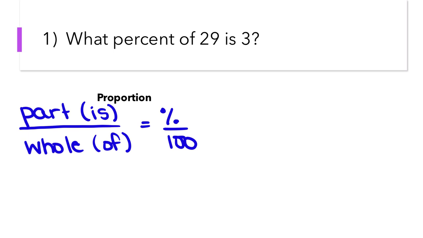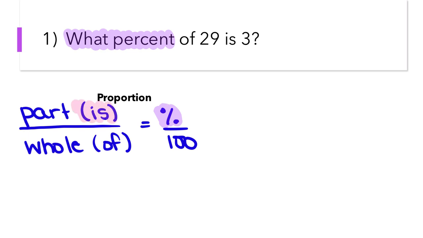Let's start with the percent. Which number in the question has the percent sign? There is no percent sign. So what are we looking for? The percent. We're looking for the percent. It says what percent, so that's my missing part.